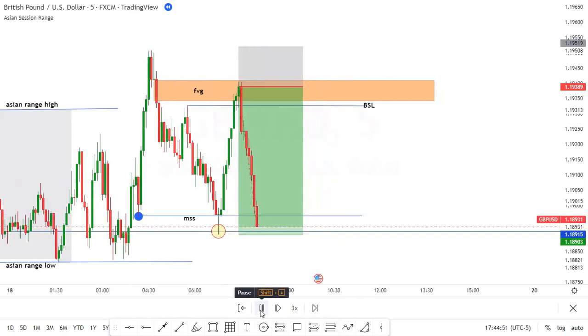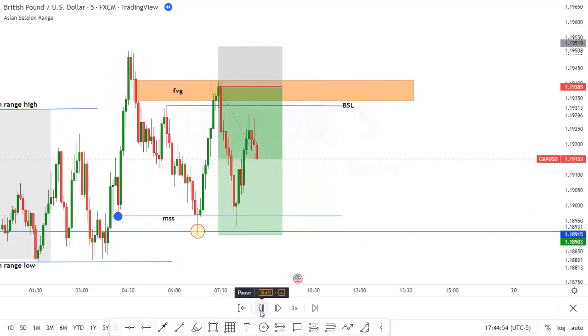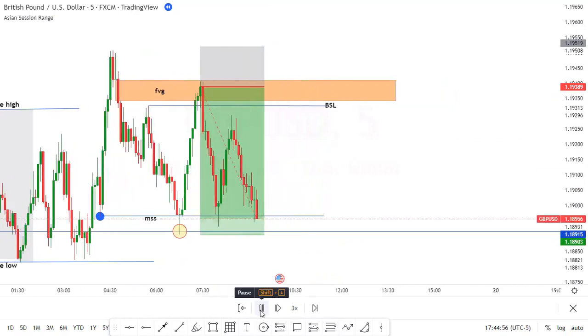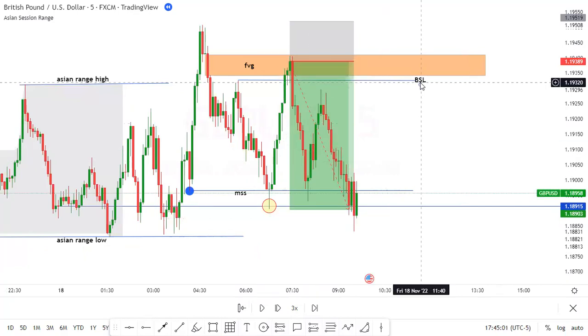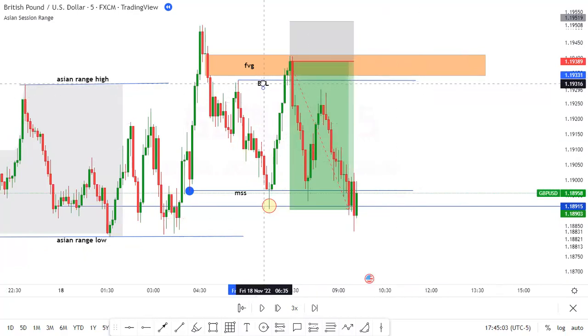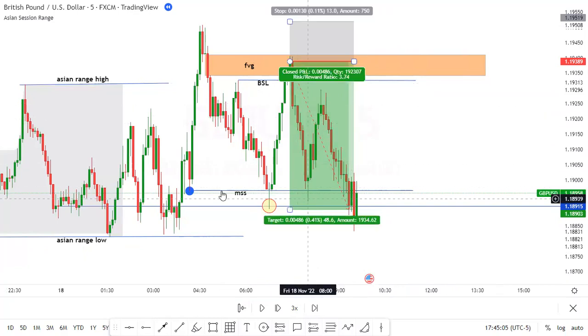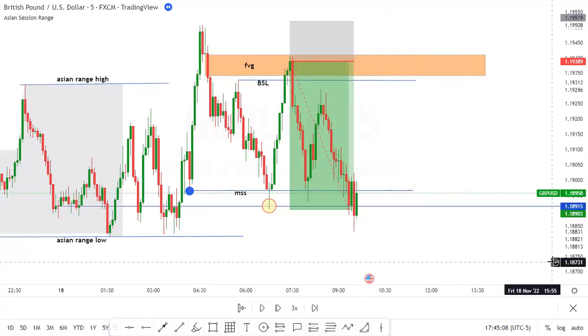Yes, there we are. Yeah, TP hit. As you can see, the market has hit our TP, and our trade went well. So that's how I actually analyze the market. And just to repeat it, it's just like that.